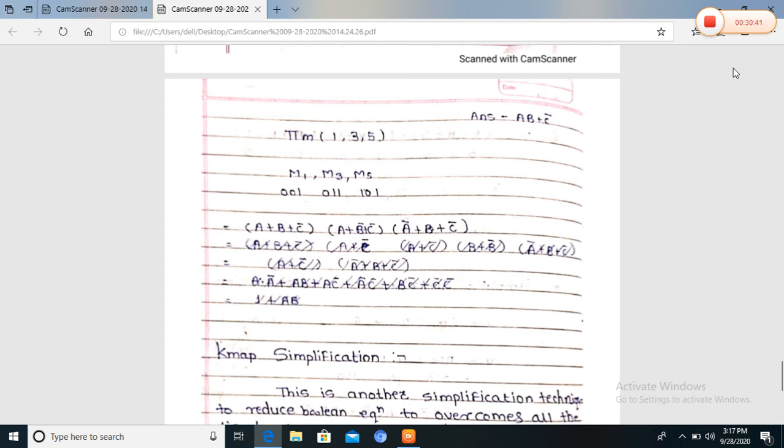In this lecture we covered SOP to standard SOP, POS to standard POS, how to represent max terms and min terms, and how to get the SOP and POS expressions from the min terms and max terms. This is the point covered, and in the next lecture we study K-map simplification.